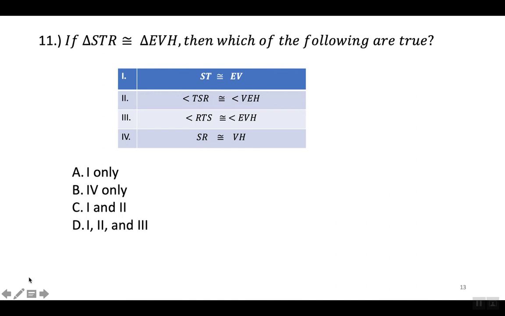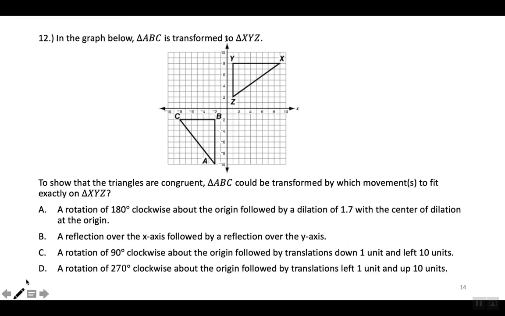Alright, but on this one, the correct answer is letter D. Alright, let's go to the last one. In the graph below, triangle ABC is transformed to triangle XYZ. To show that the triangles are congruent, triangle ABC could be transformed by which movement to fit exactly on triangle XYZ. In other words, which one of these transformations will put triangle ABC exactly on top of XYZ?